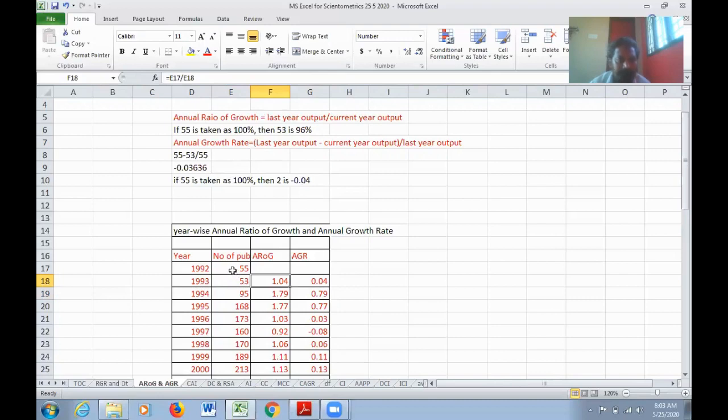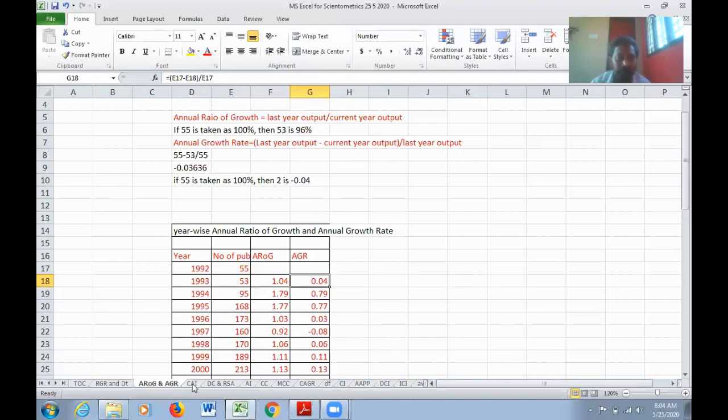So last year output divided by current year output. So annual ratio of growth and annual growth rate. Again, I have changed it. Last year output minus current year output divided by last year output. It says 0.04 annual growth rate. So using this formula, you can calculate annual ratio of growth and annual growth rate.